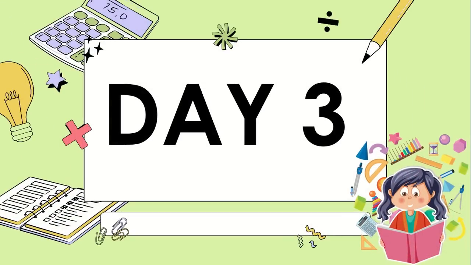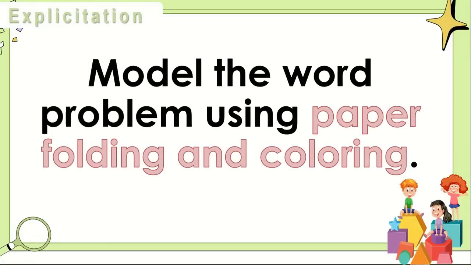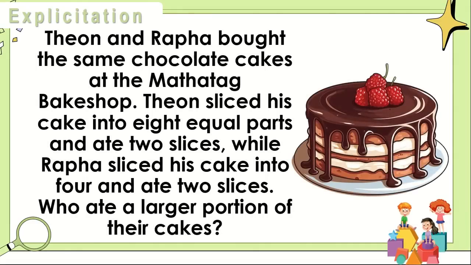For day 3, compare dissimilar fractions. Model the word problem using paper folding and coloring. Theon and Rafa bought the same chocolate cakes of the Matatag bake shop.